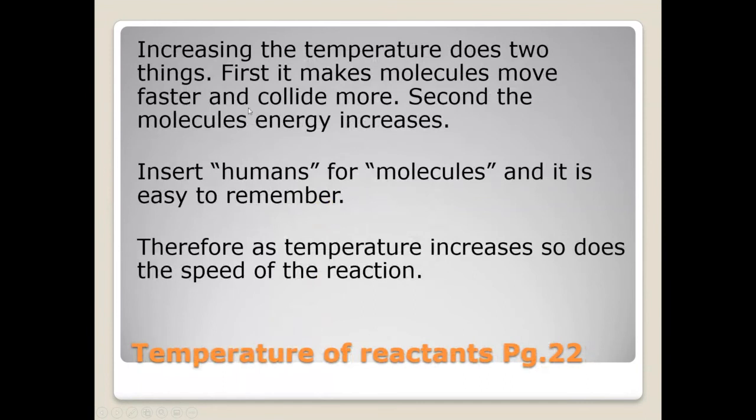Okay, temperature of reactants here. Increasing the temperature does two things. First, it makes the molecules move faster and collide more. In human terms, this is like summer versus winter. In winter, we tend to hole up in our houses and not go out very much. And in the summertime, we all like to get out and go exploring. So it's more conducive to meeting people and having reactions when things are warm than when things are cold. If we insert humans for molecules, that makes it pretty easy to remember. So therefore, as temperature increases, so does the speed of a reaction.